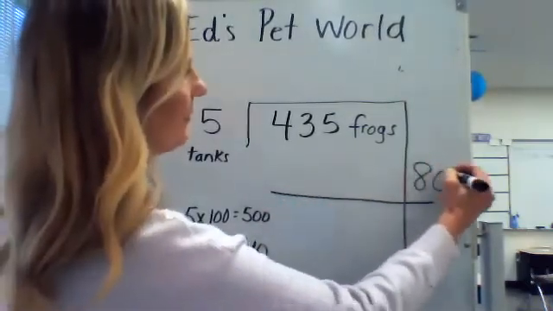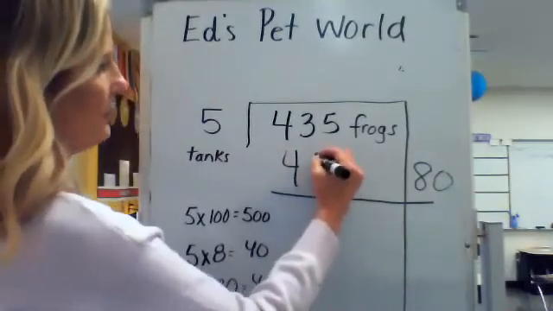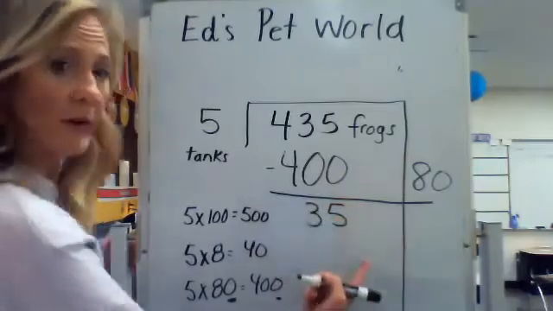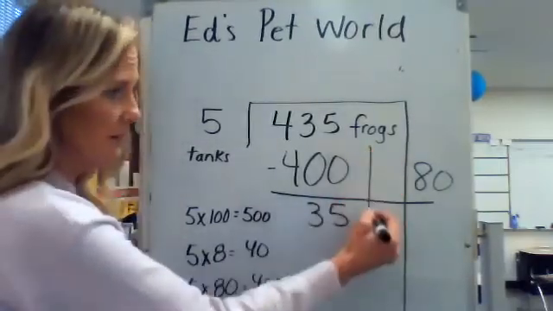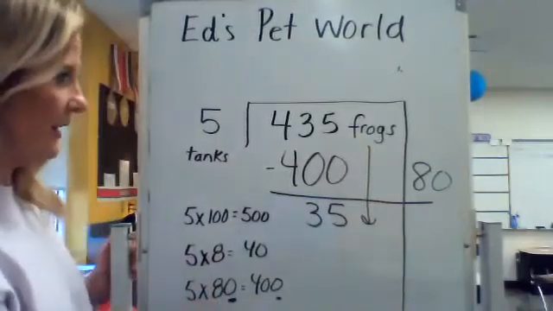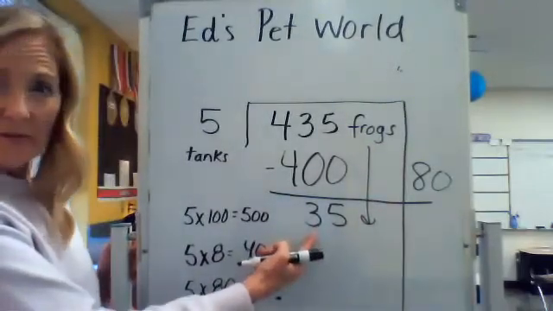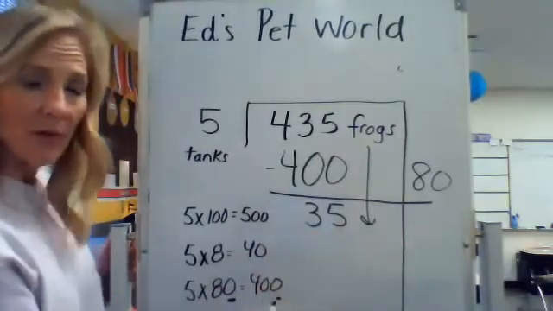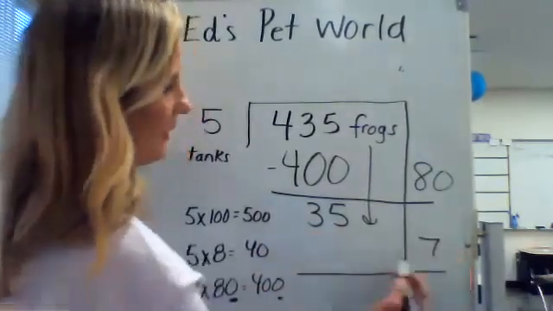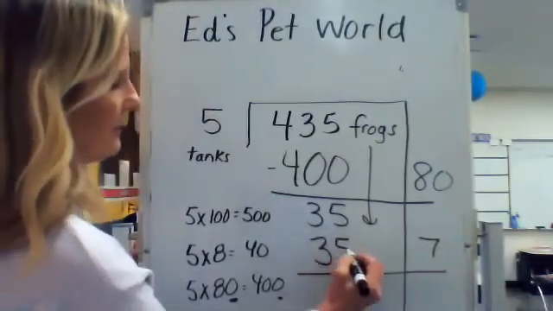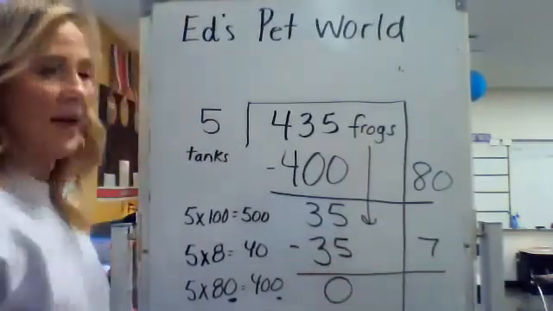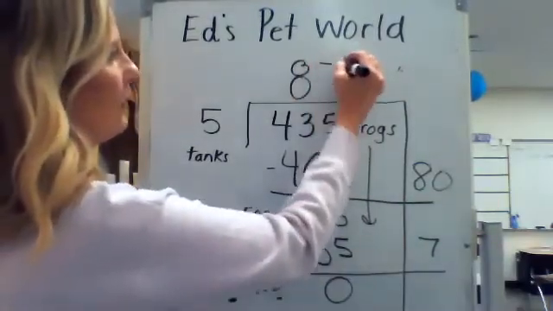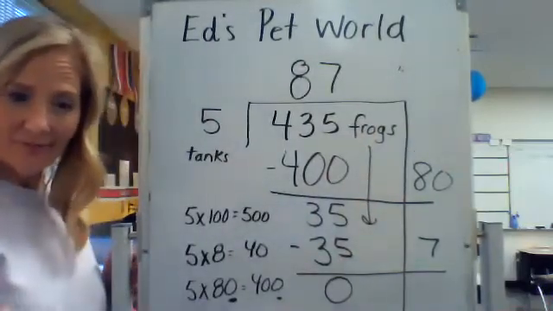So there's 80 in the tanks, and that will use up 400. And how many will I have left? I'll have 35. And what are those? They're still frogs, right? I'm just slowly dividing them out. And this is a memory fact for me now. I know that if I put 7 groups of 5, I will use up 35. So I can put 7 more in each of the cages or the tanks, and I will get rid of all 35. How many were in each tank? 87. And that will go right up there, 87.